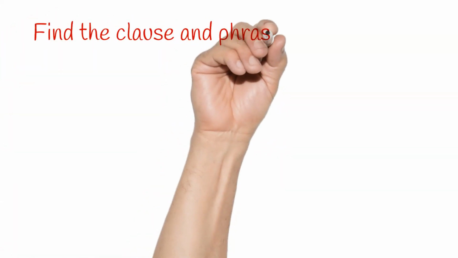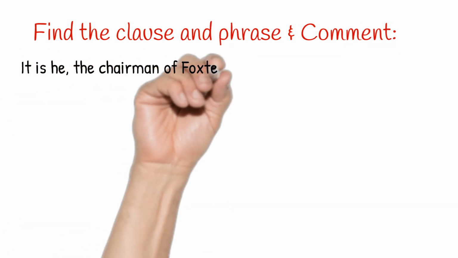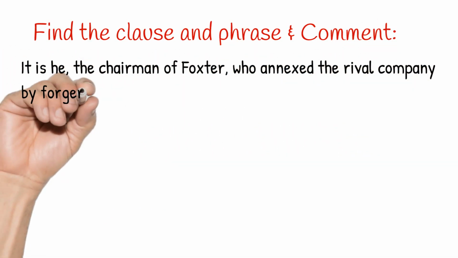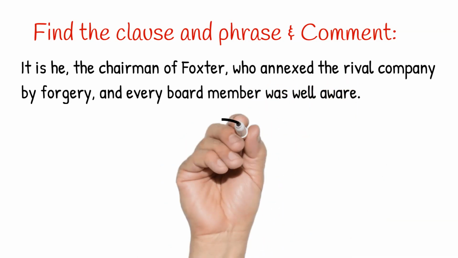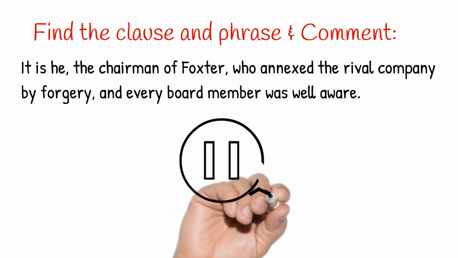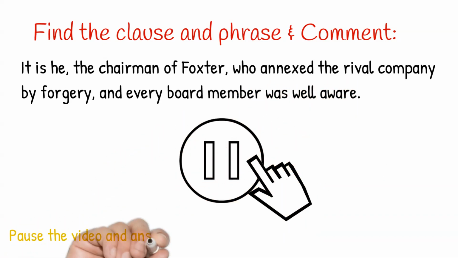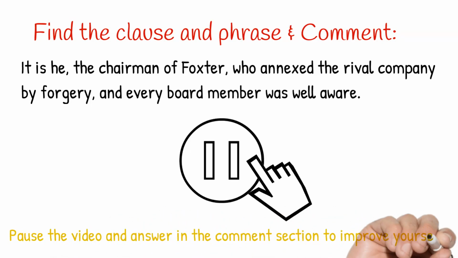Find the clause and phrase and comment. It is he, the chairman of Foxter, who annexed the rival company by forgery, and every board member was well aware. Now you may pause the video and answer in the comment section to improve yourself.